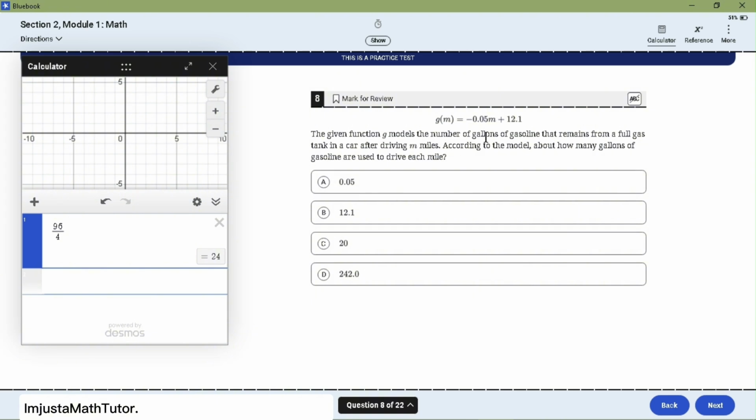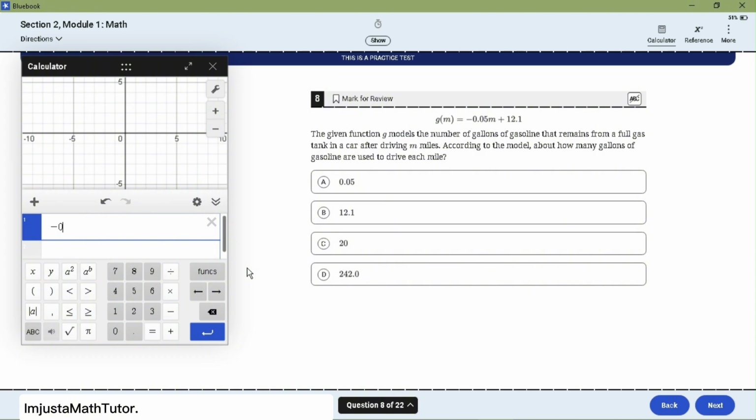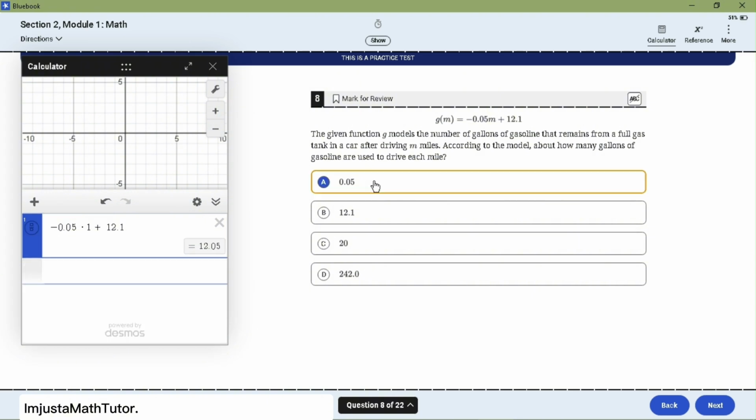For each mile means that we are looking at how much it's using for 1 mile. Let's plug that in our equation. It gives us negative 0.05 times 1 plus 12.1. It's like 12.1 minus 0.05. We're subtracting 0.05 for each mile. So then it's option A.